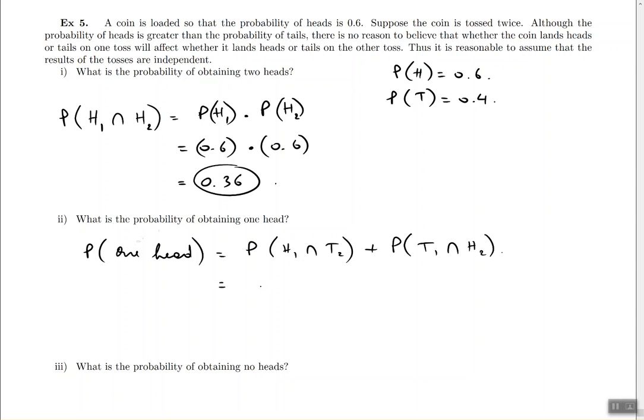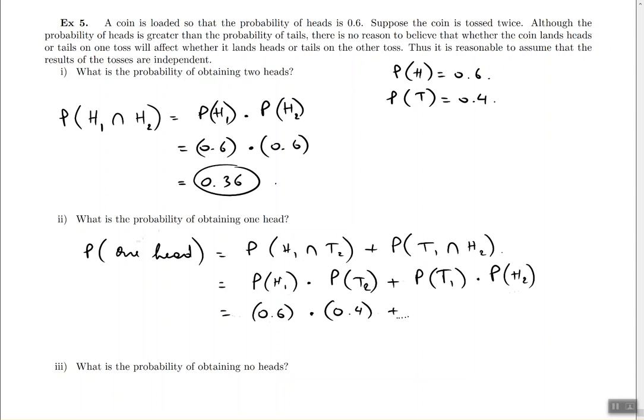And since these events are independent, P of H1 is going to get multiplied by P of T2, and T2 means the probability of landing tails on the second toss, plus P of T1, landing tails on the first toss, multiplied by P of H2. So P of H1, the probability of getting heads, is 0.6 always, and 0.4 for the tails. And again, 0.4 for the tails, multiplied by 0.6 for the heads. So calculator time. This turns out to be 0.48, or roughly speaking, 48%.